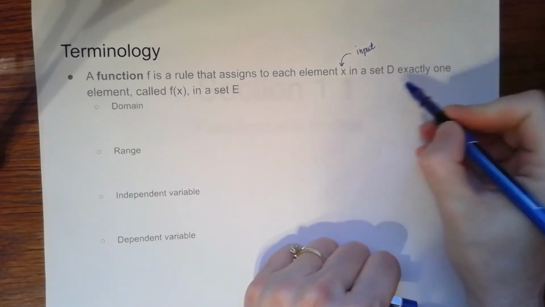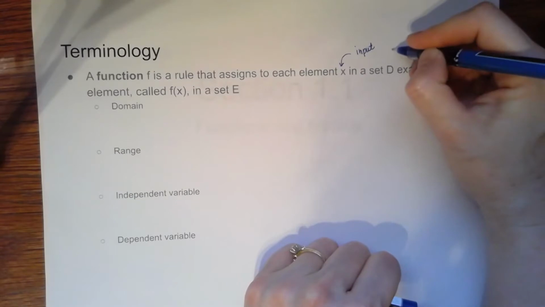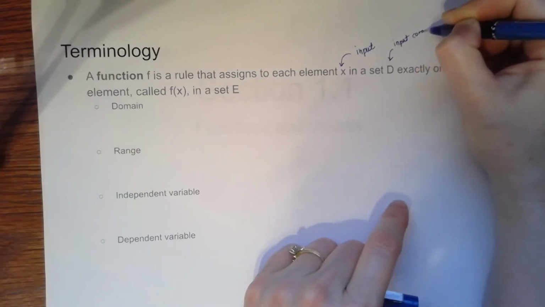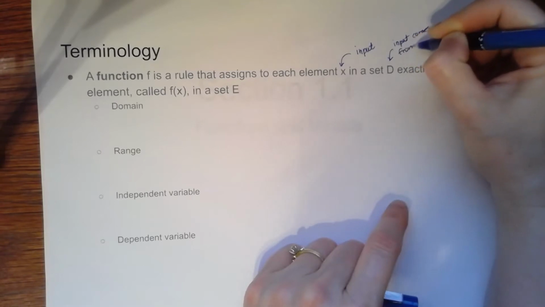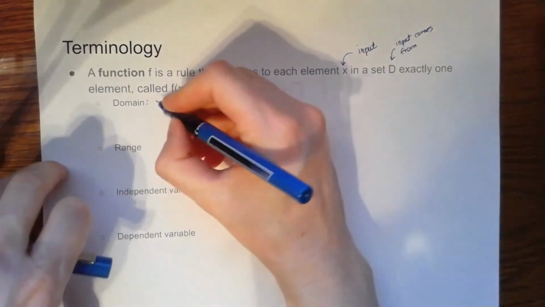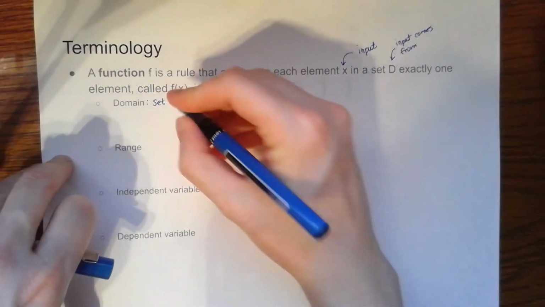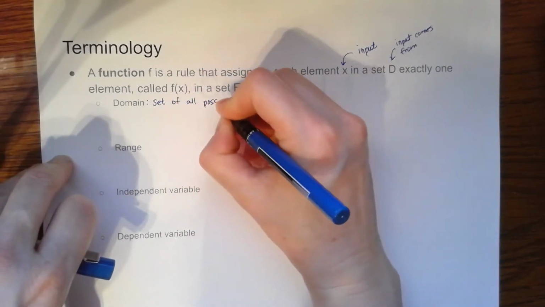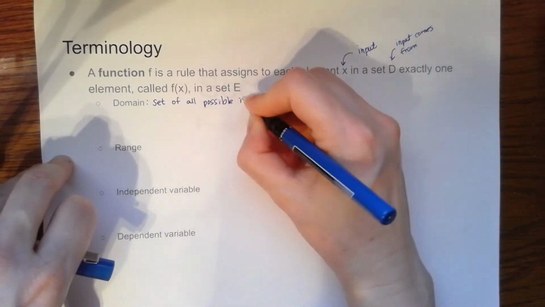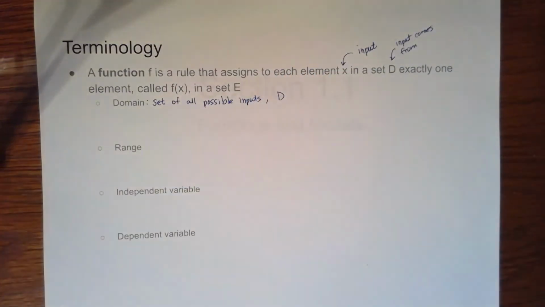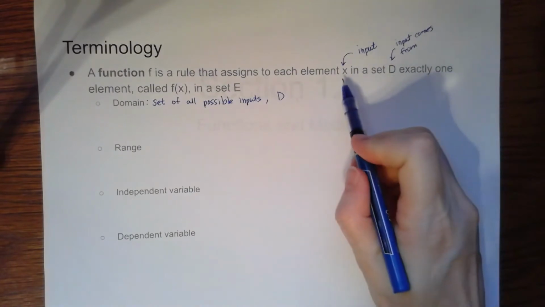And our input comes from this set D. So D is the domain. That's the set of all possible inputs. So the domain is the set of all possible inputs. And in this case, it's D. Okay, so that's our first one.